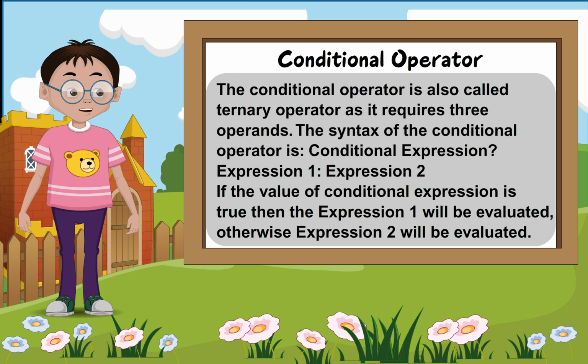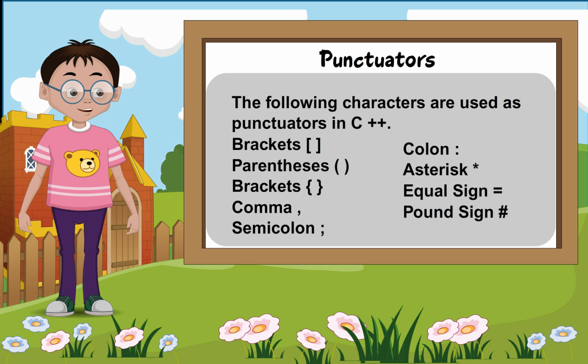Conditional operator. The conditional operator is also called the ternary operator as it requires three operands. The syntax of the conditional operator is: conditional expression ? expression 1 : expression 2. If the value of the conditional expression is true, then expression 1 will be evaluated. Otherwise, expression 2 will be evaluated.